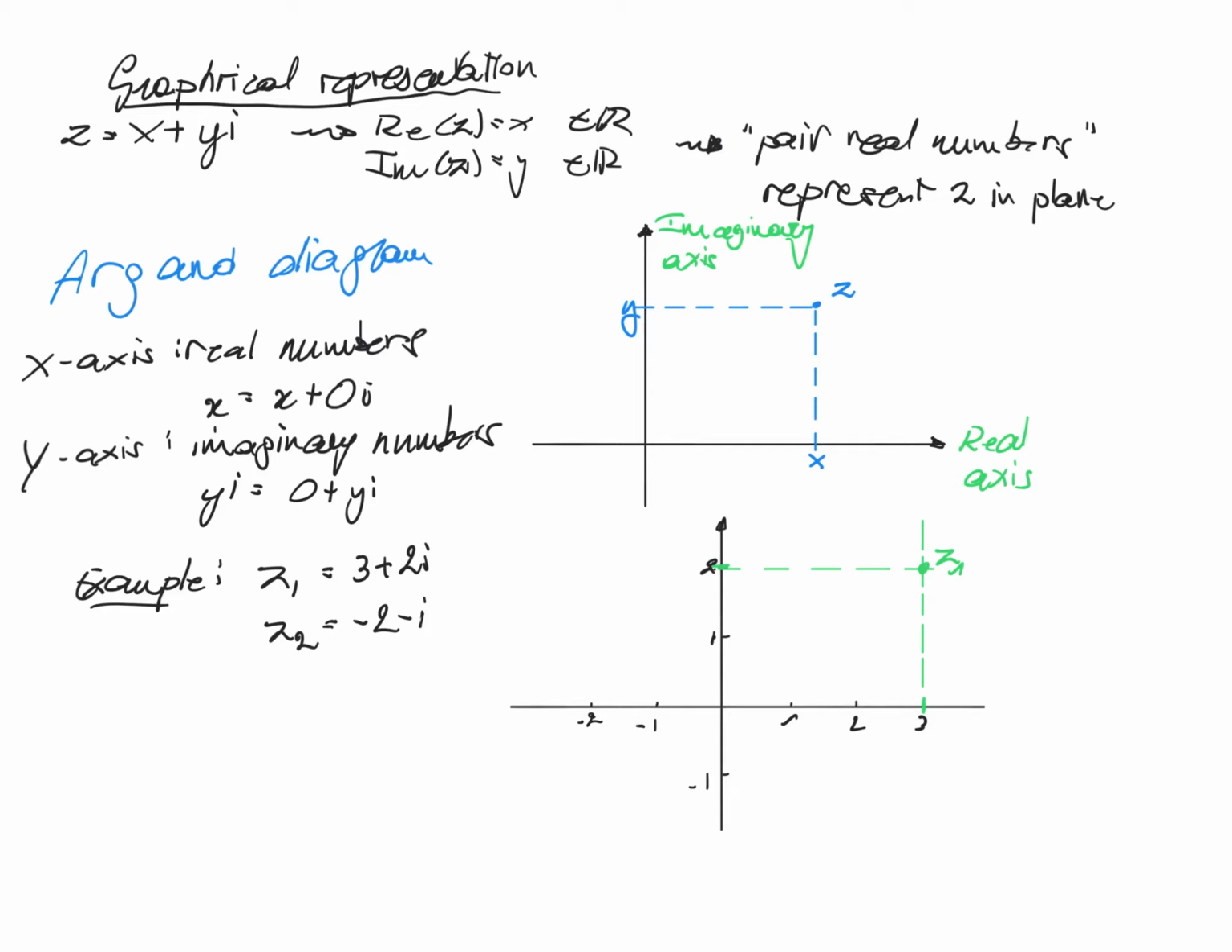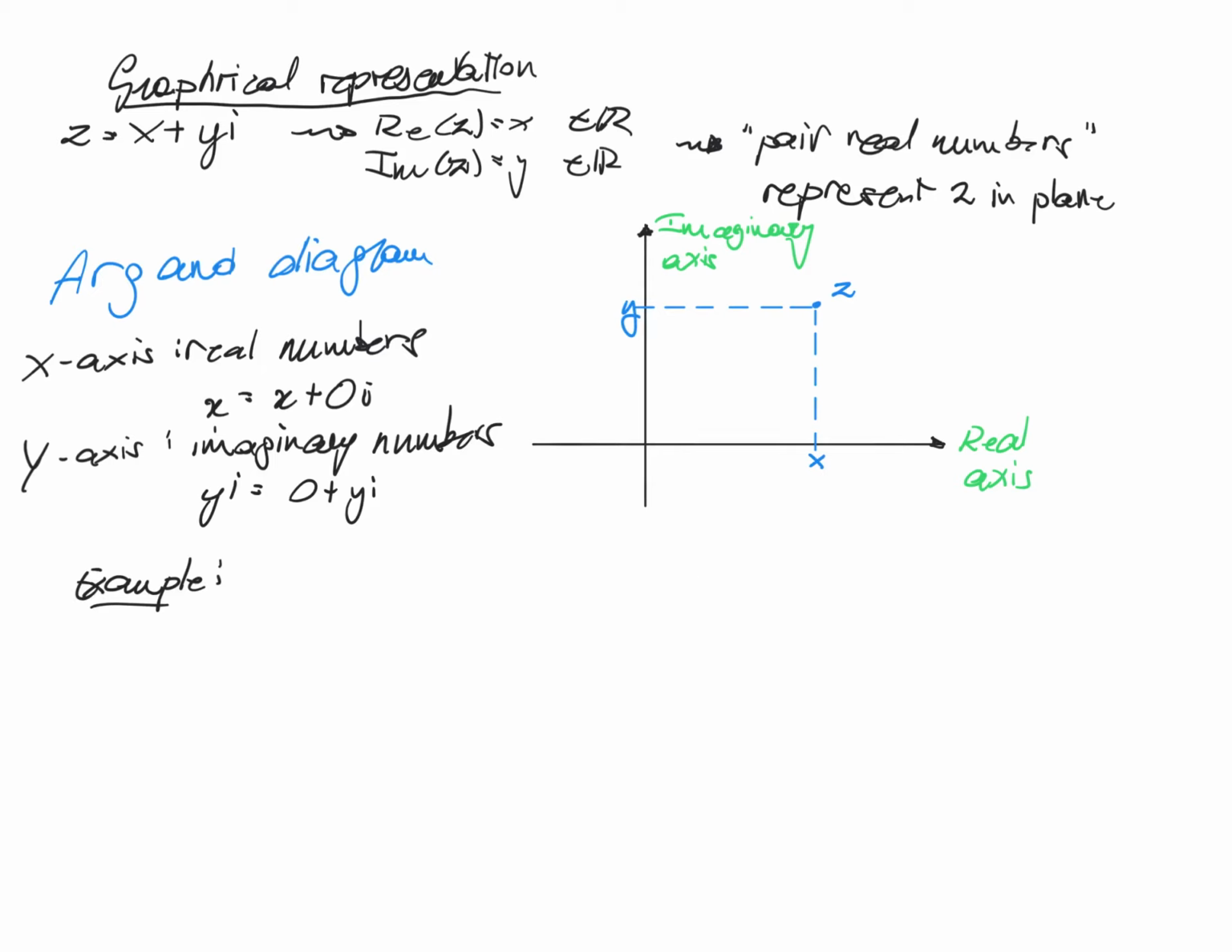For z2, the x-coordinate is minus 2, so we are on the negative side. Same thing for the y-coordinate, it is minus 1. So also on the y-axis we have a negative value, and we have a combination minus 2, minus 1, which corresponds to the point z2 in the Argand diagram.